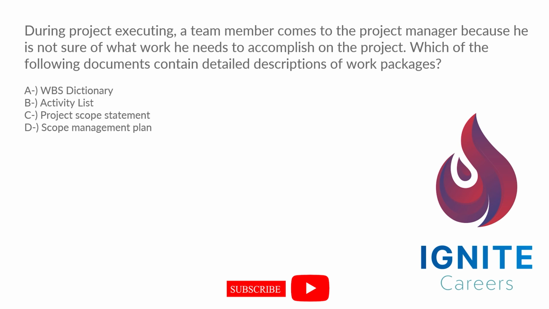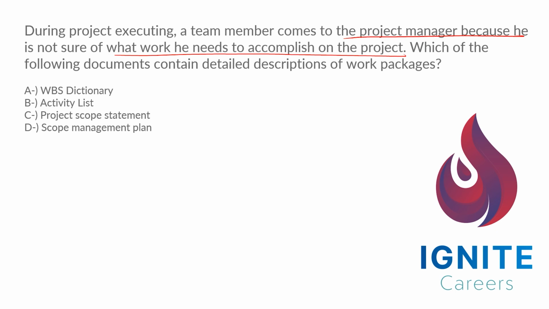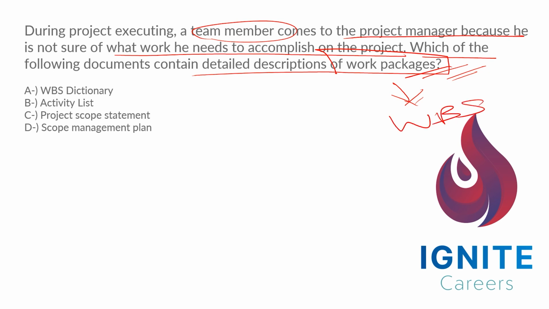Here comes the last question of this video. During project executing, a team member comes to the project manager because he is not sure of what he needs to accomplish on the project. Okay, that's actually a bad situation. Which of the following documents contain a detailed description of the work packages? So basically, this team member has access to the work packages, yet he doesn't know what he needs to do with respect to the work packages. So he needs to have a detailed breakdown of these work packages, which generally will be there in the WBS dictionary. So you need to look for an answer.